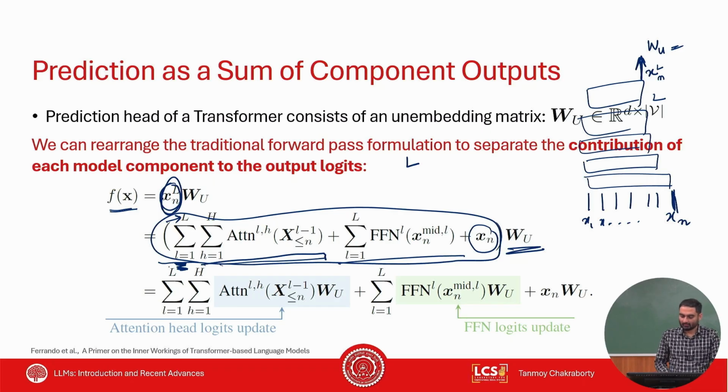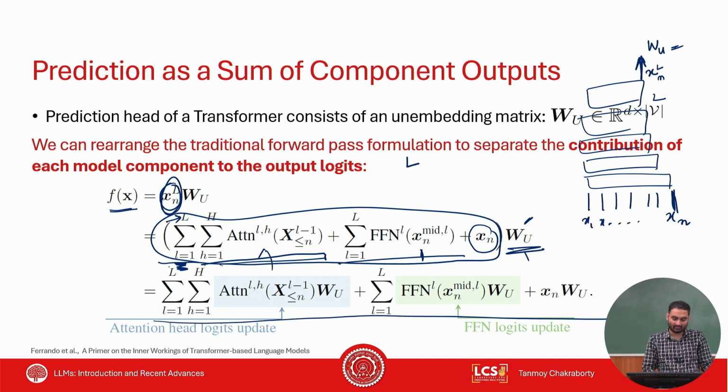Okay, all right. Now of course you can multiply W u with each of these things separately. So if you look at the final equation, you see that you can actually segregate the attention part and the feed forward part.